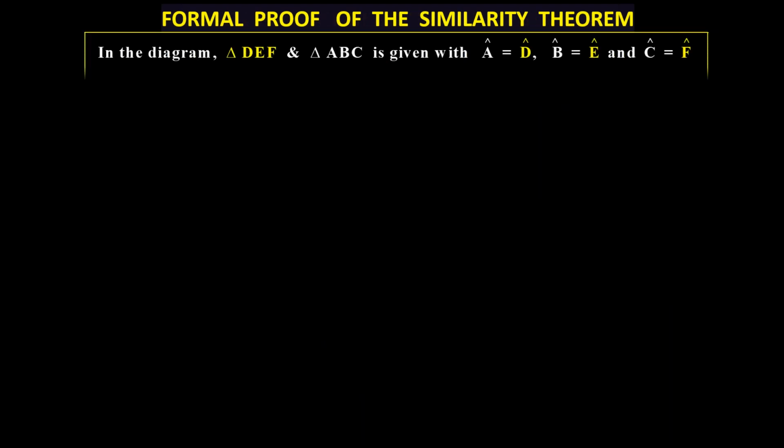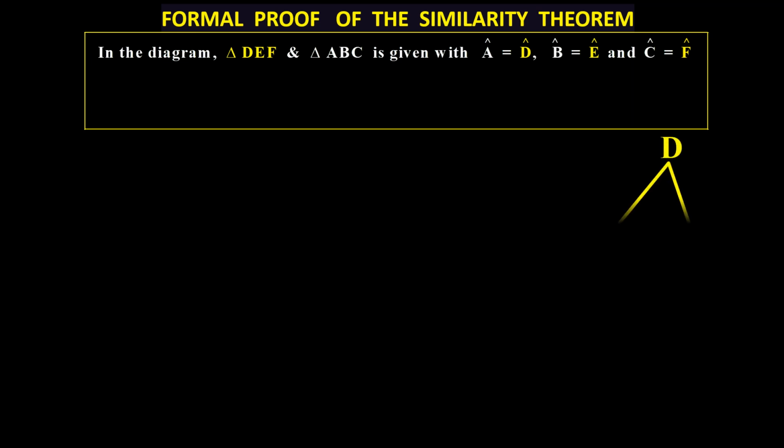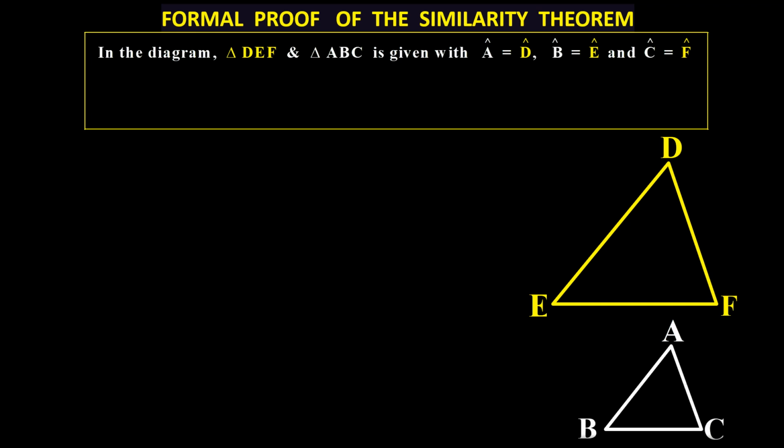Now we're actually going to formally prove the similarity theorem. To be able to do that, we're going to label two triangles, triangle DEF and triangle ABC. Note the colors that we're using for them. It is given that angle A matches with angle D, angle B matches with angle E, and angle C matches with angle F. In other words, the two triangles are equiangular.